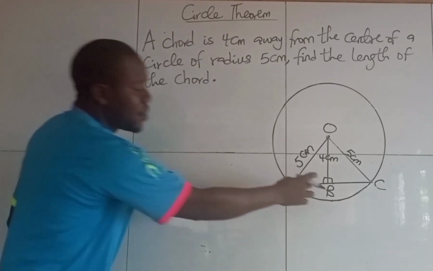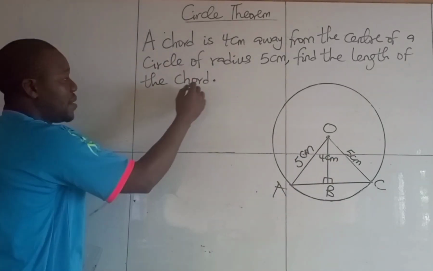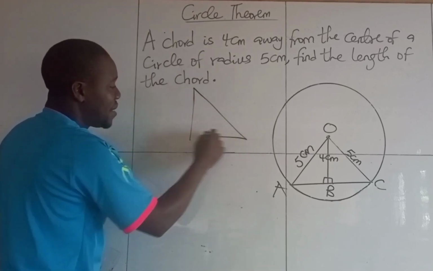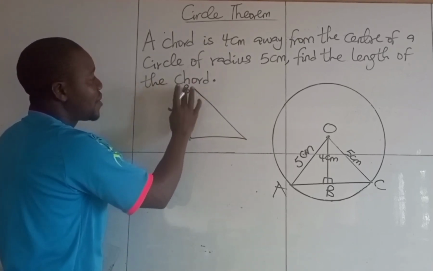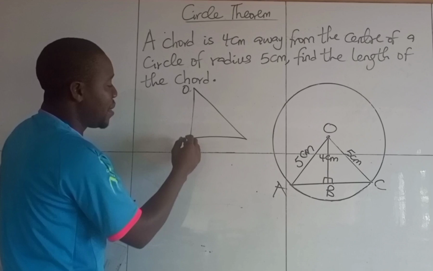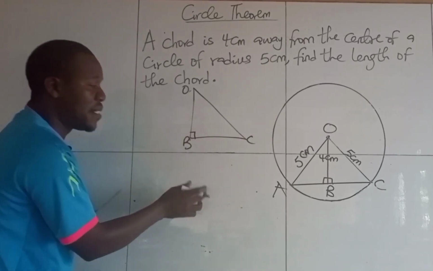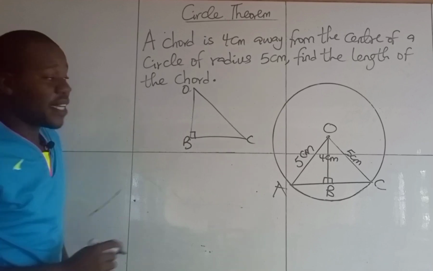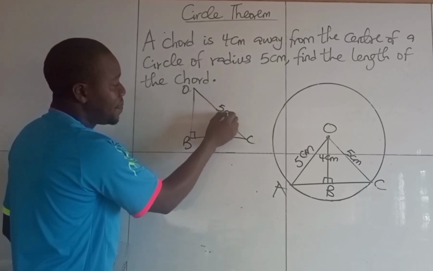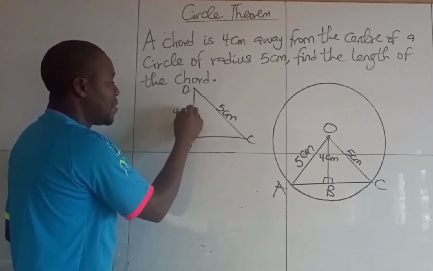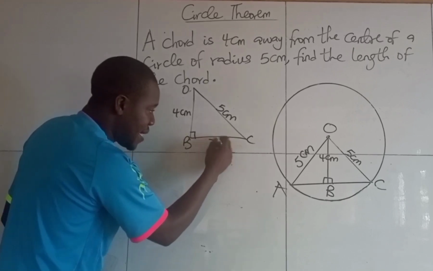So look at this triangle BOC. Can I bring it out? Triangle BOC. Here is O. That's my B. This is my C. And then this is a right angle, which means that this triangle is a right angle triangle. This is my 5 cm. This is my 4 cm. Can I get this? Yes, I can.